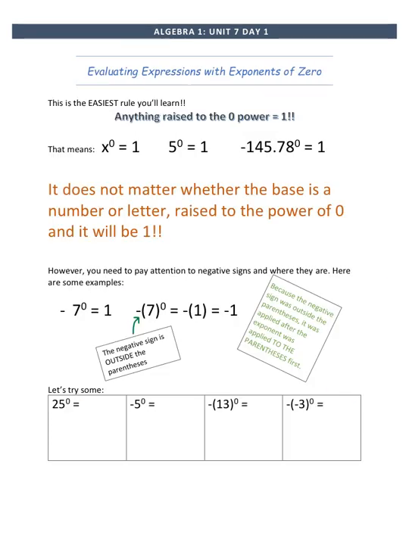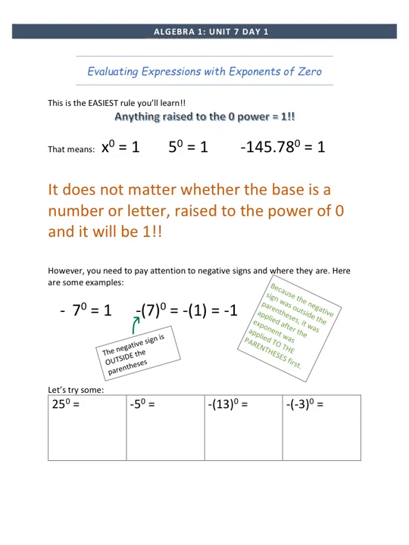Now we're going to add exponents of 0. And it is the easiest rule you'll ever learn. Anything raised to the power of 0 is 1. X to the 0 is 1. It's not 1x, it's 1. 5 to the 0 is 1. Negative 145.78 to the 0 power is 1.